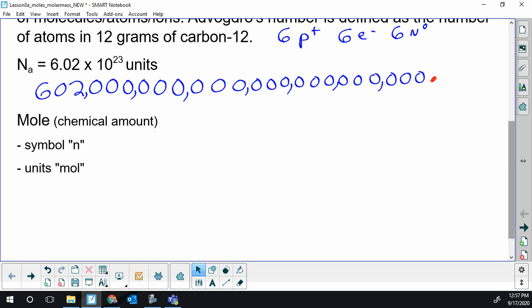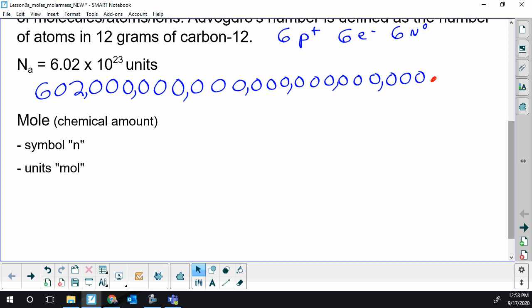It's given the symbol n, which might seem a little weird. Why would you give it the symbol n? Its unit is mole, just M-O-L. Now, little m was taken for mass already, so we can't use little m, that's out. So little n was picked as its symbol, and you'll see me use n in formulas meaning moles.